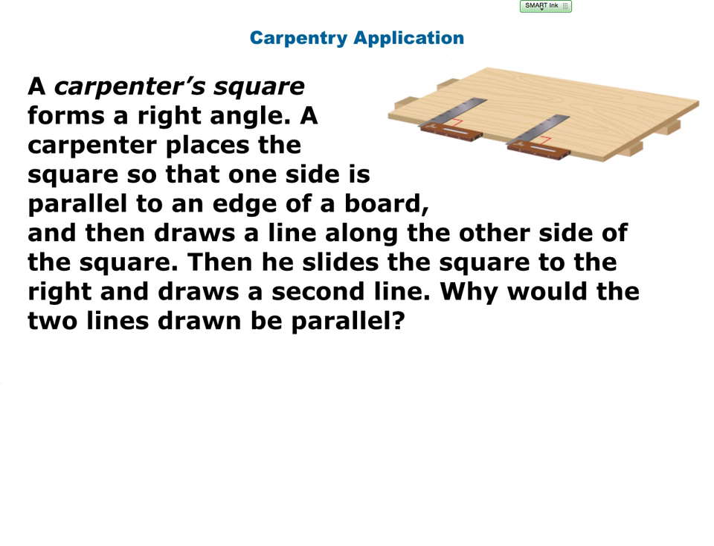A carpenter's square forms a right angle. If you don't know what a carpenter's square is, can you see the little device that they've got pictured here? That's a carpenter's square. Place it on the board so that one side is parallel to an edge of the board, draw a line along the other side, then slide the square to the right and draw a second line.